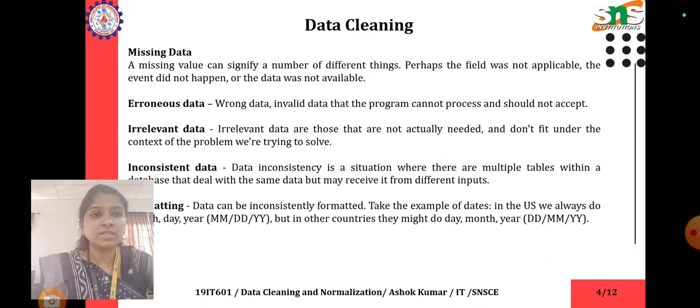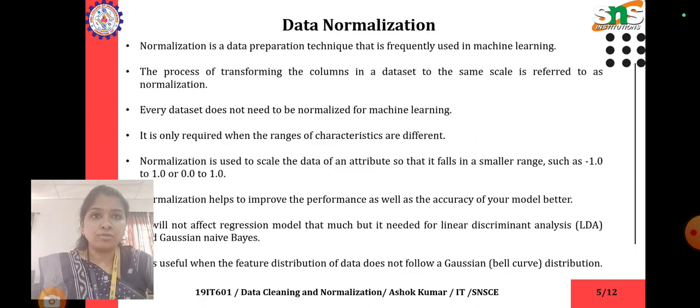Data inconsistency is a situation where there are multiple tables within a database that deal with the same data but may receive it from different inputs. Next is formatting. Data can be inconsistently formatted. Take the example of dates. In the US, we always specify month, day, and then the year, but in other countries they might do day, month, year.